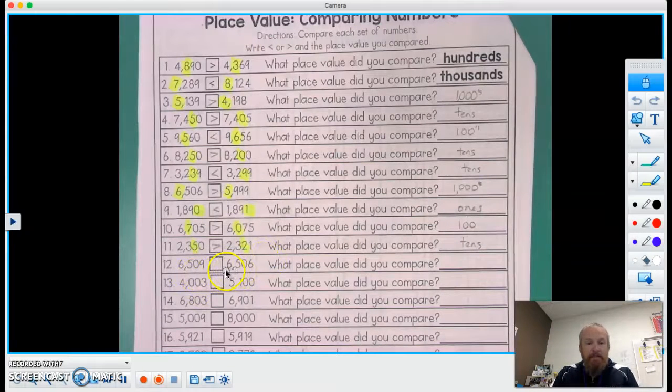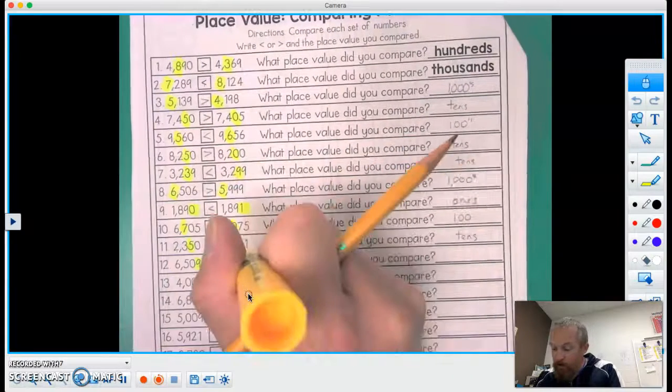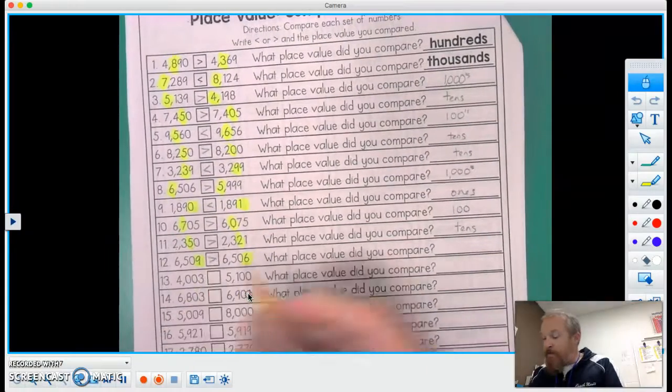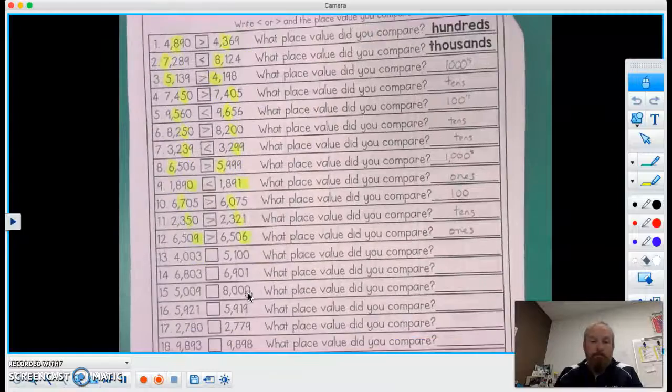6,509 versus 6,506. 650 and 650 are the same, so we go all the way down to the ones. 9 is greater than 6. All the way down to the ones column.